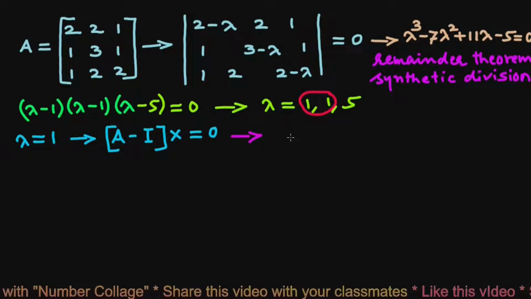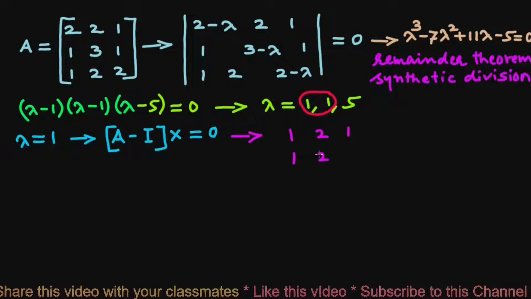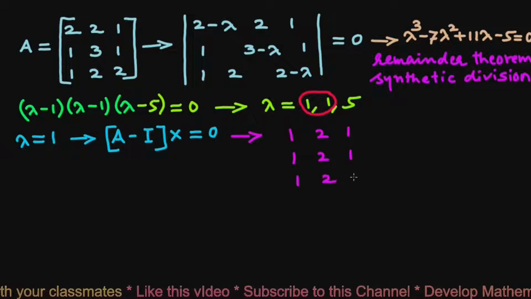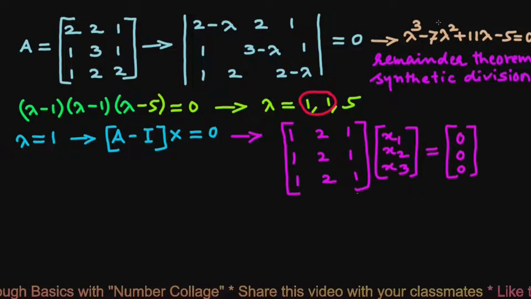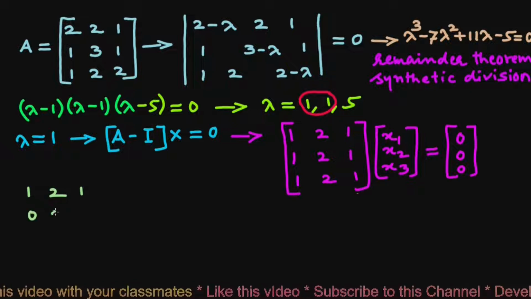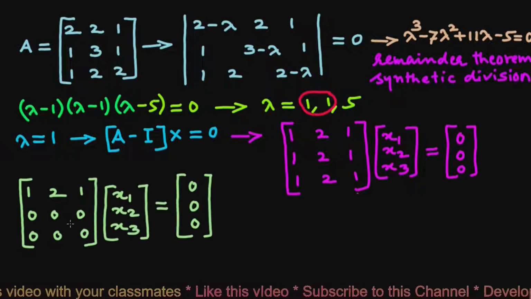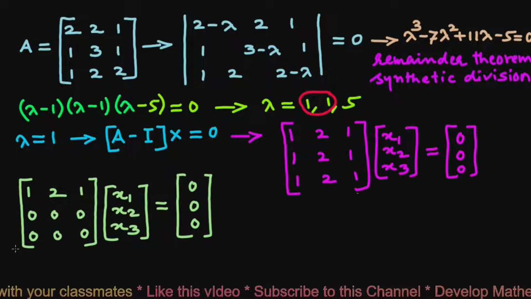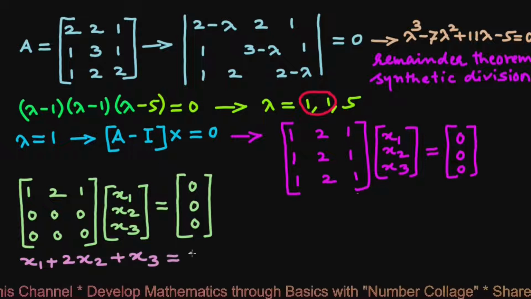[2 minus 1, that is 1, 2, 1; 1, 3 minus 1, that is 2, 1; 1, 2, 2 minus 1, that is 1]. The row echelon form of the coefficient matrix will be [1 2 1; 0 0 0; 0 0 0]. Matrix multiplication gives us the linear equation x1 plus 2x2 plus x3 equals 0.